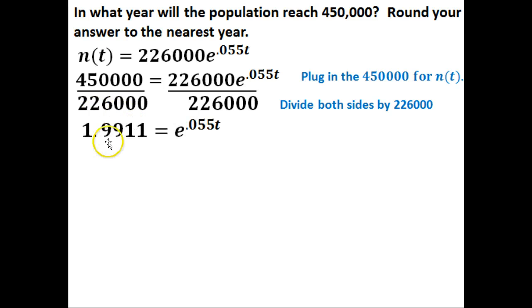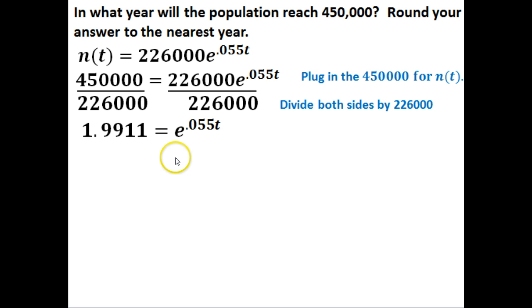You'll end up with a number of 1.9911. Okay, and it does ask me to round it to the nearest year, but I highly recommend that you don't round it until the very, very end. Okay, so right now I've got this one, and I've got the number e, and this is still in my exponent. I'm trying to get this out of my exponent.